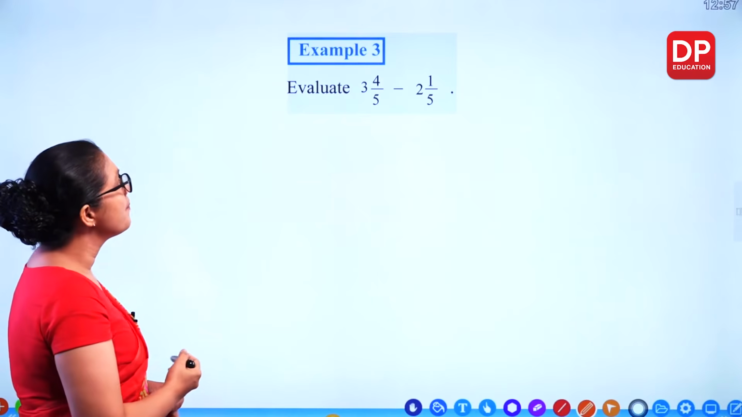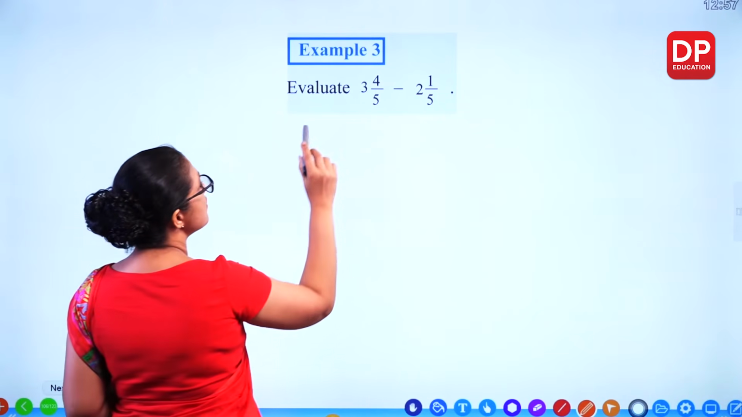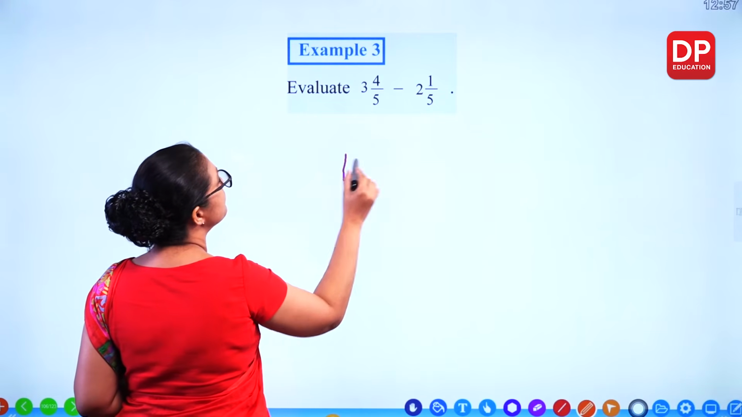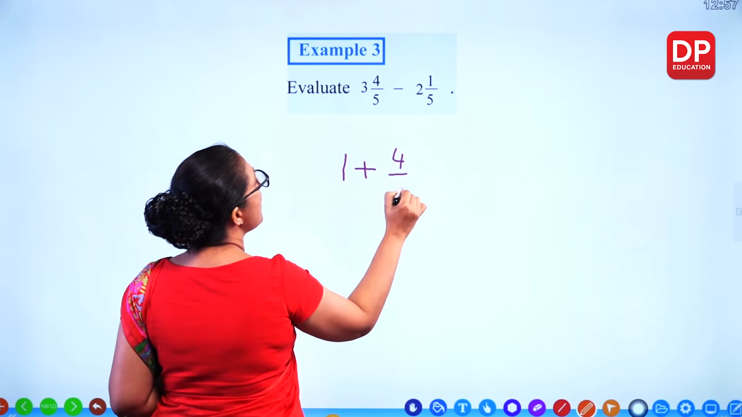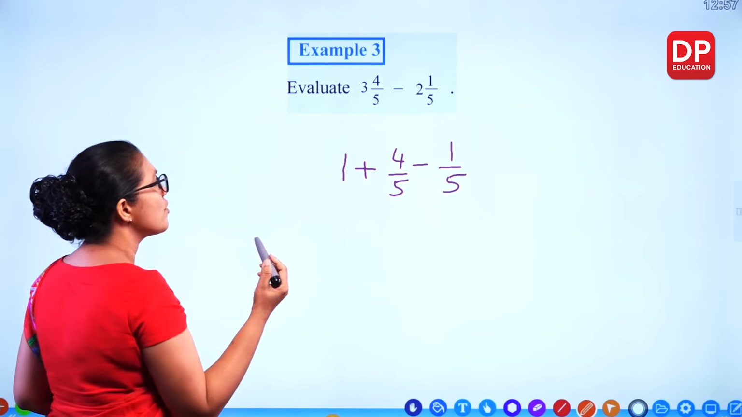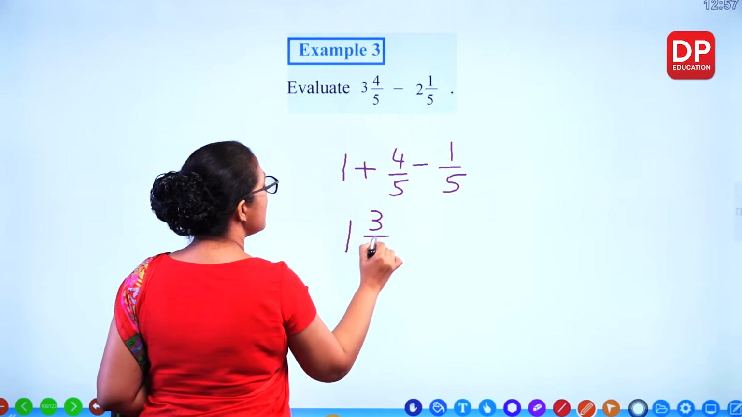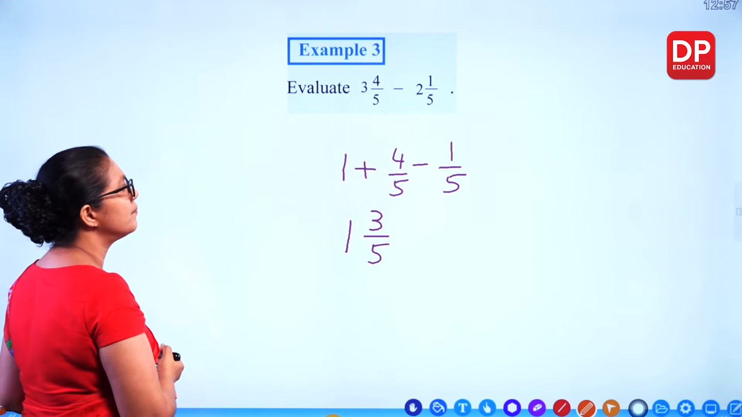Example number 3. Whole numbers you can subtract. 3 minus 2, that's 1. 4 over 5 minus 1/5. Same denominator, so you can subtract. 4 minus 1 is 3. 3 out of 5.